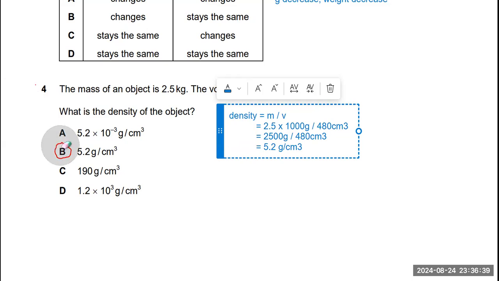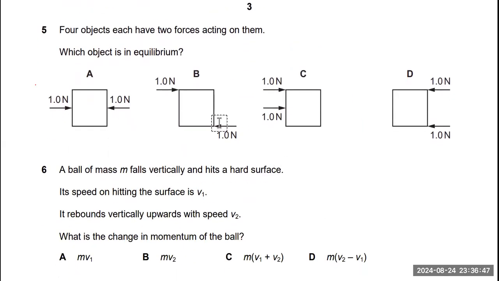Next question is: four objects each have two forces acting on them. Which object is in equilibrium? Equilibrium means when you are applying different types of forces from different directions, the object must be at rest. It means the sum of all forces must be equal to zero. This is only possible when forces of equal magnitude act in opposite directions. That is a very important point.